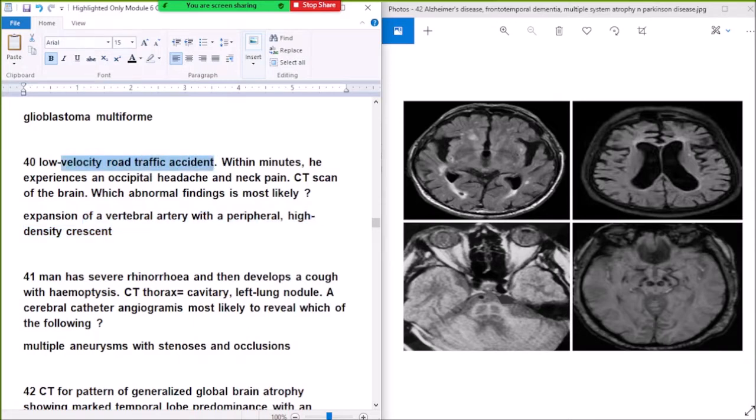Low velocity rotary action. Within minutes, she experiences occipital headache and neck pain. CT scan of the brain with abnormal findings is most likely expansion of a vertebral artery with peripheral high density cleft.